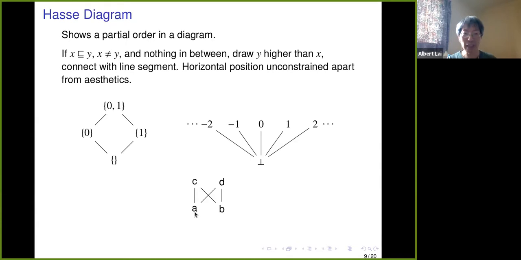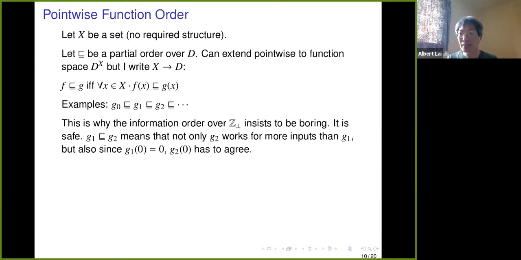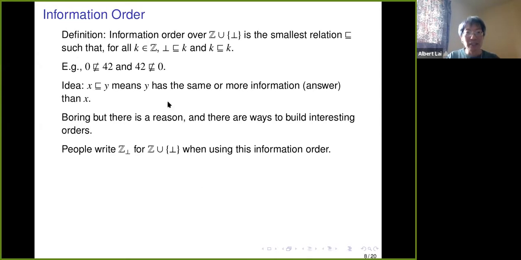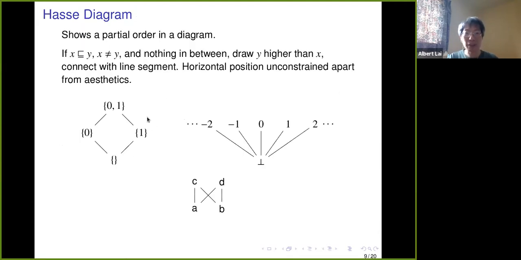And I have A, B, C, D being 4 different elements. But you could have this, and you can check that this is a partial order. It doesn't break any of the axioms. Okay, so this information order over the integers with one extra distinguished element for bottom is a very boring order, but from it, we can build up more interesting orders.